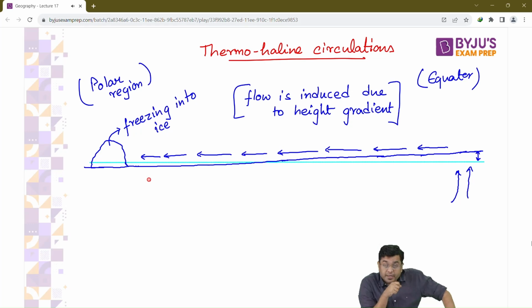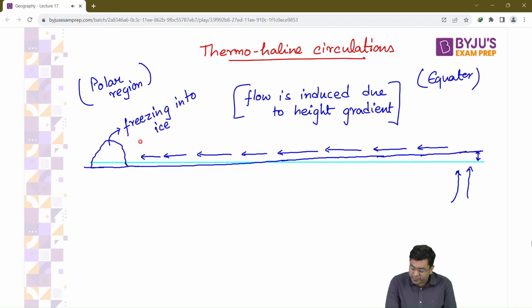Salinity increases. Now here the temperature is also low. So if the temperature is low, salinity is high, what do you think will happen to the density? Density will increase or density will reduce? What do you think? Density will always increase. And denser water is the heavier one, and that is where it will sink.